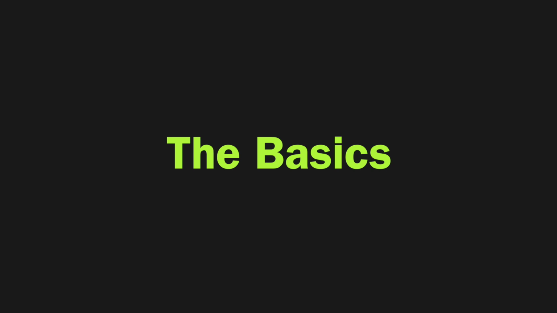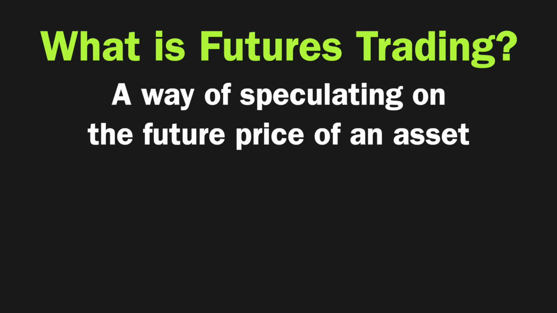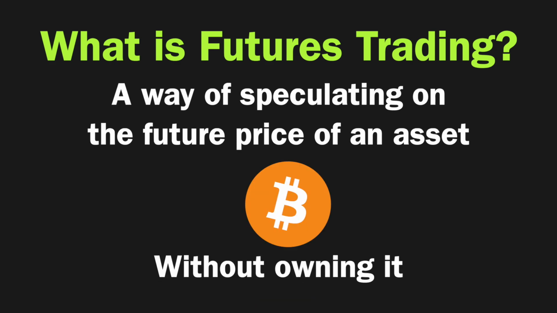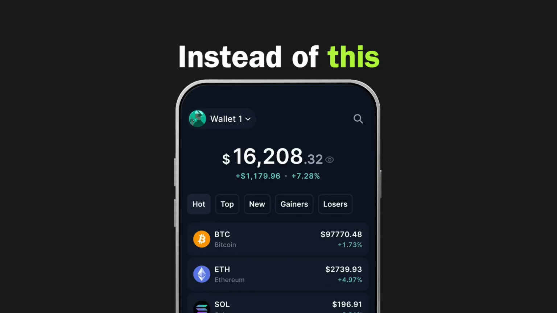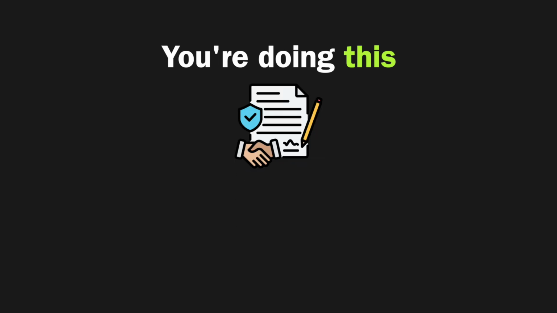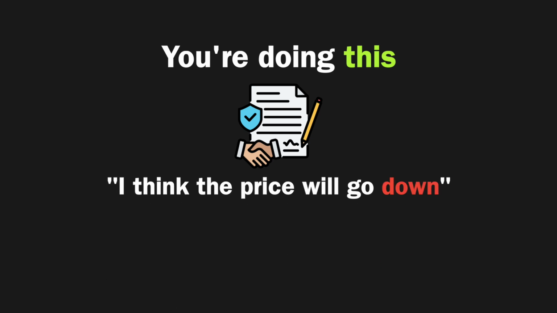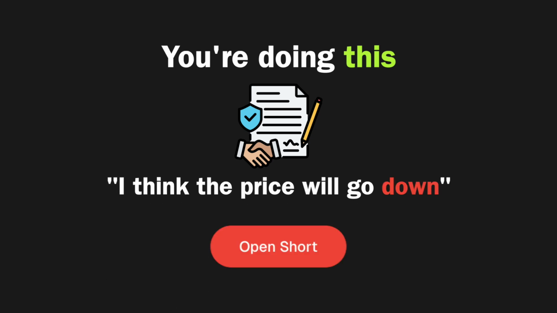Alright, let's start with the basics. Futures trading is a way of speculating on the future price of an asset, in our case, crypto, without actually owning the underlying coin. Instead of buying and holding, for example, Bitcoin like you would in spot trading, you're effectively entering a contract that says either I think the price will go up, that's a long position, or I think the price will go down, that's a short position.